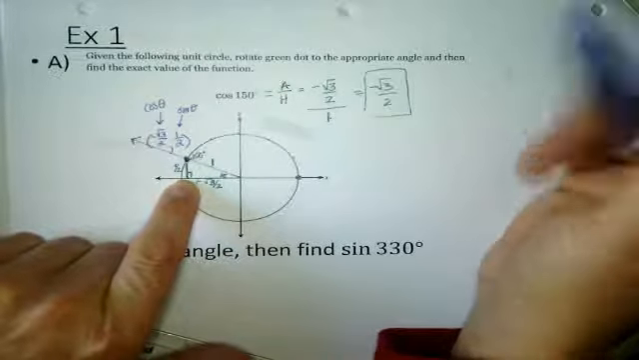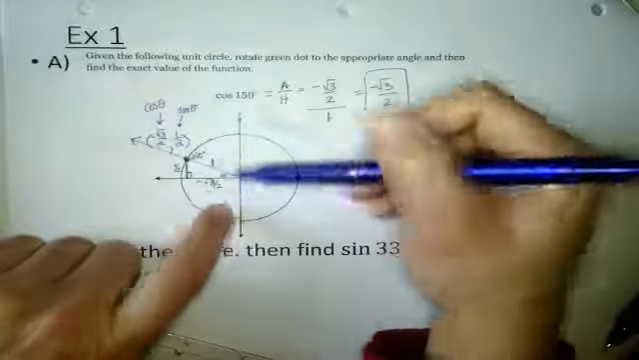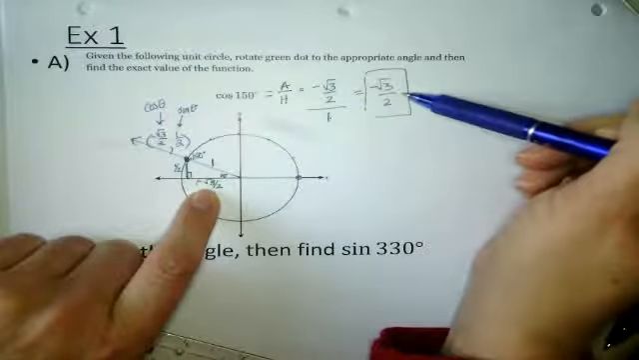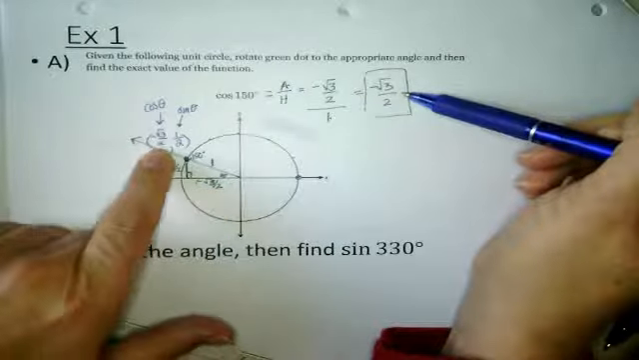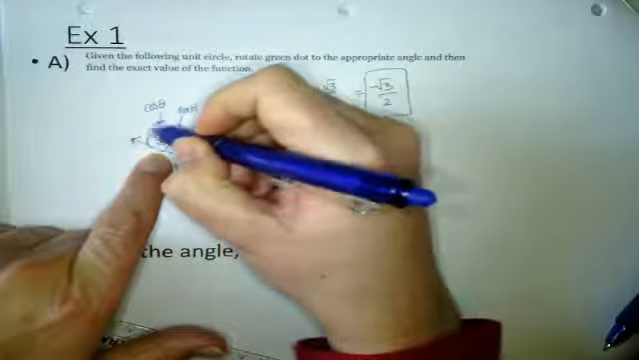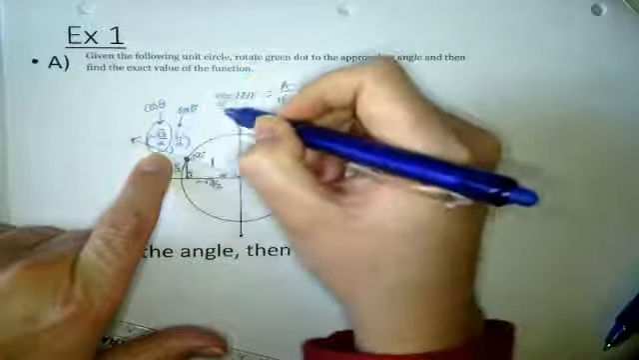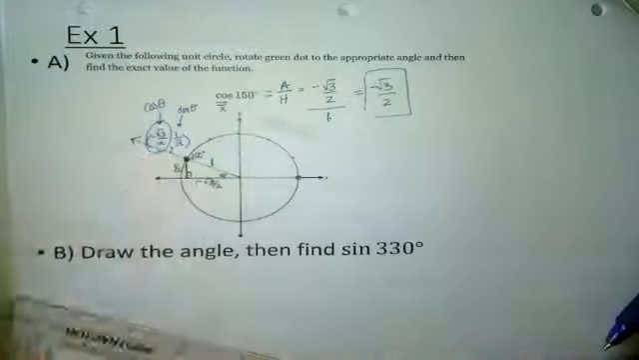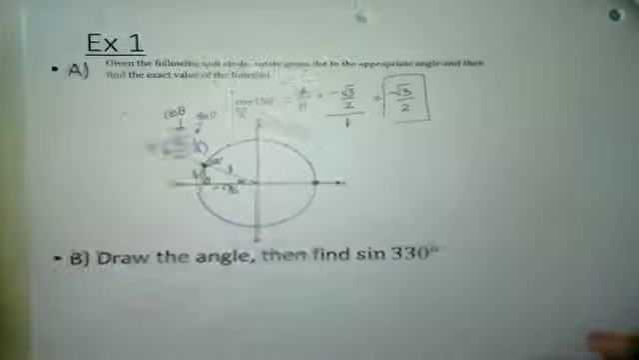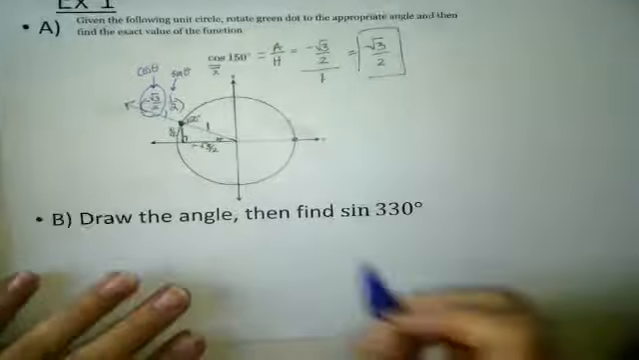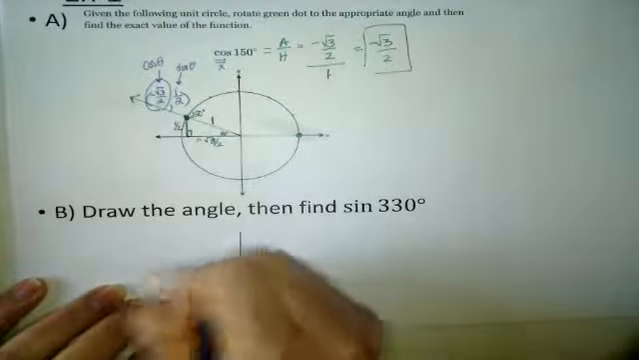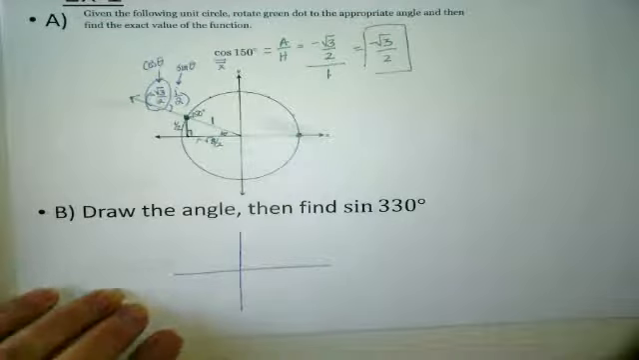All right. So you can do it either way. You can draw the triangle and do your little ratios. It's really easy to do. Or you can just use the x coordinate, in this case, because we want the cosine, and you're done. So lots of options here. And again, I will do both. So letter B, draw the angle, then find the sine of 330 degrees. I love that they make you draw the angle on these because I think that's fantastic.